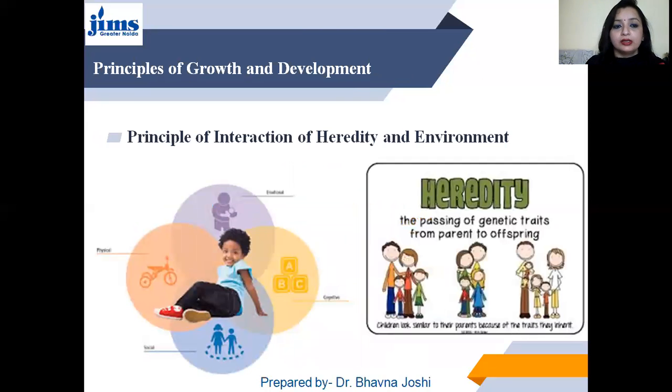So the next principle is the principle of interaction of heredity and environment. We all know that development is caused by both heredity and environment. An individual is a product of both heredity and environment. Both play a very important role in the physical, intellectual, emotional, and social development of the child. So it is very important. Along with heredity, the environment in which the child is growing is also very important with respect to growth and development.